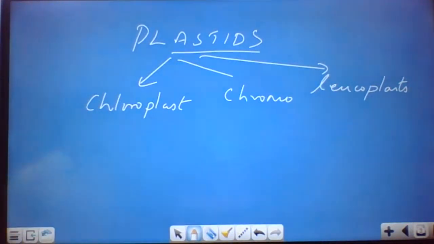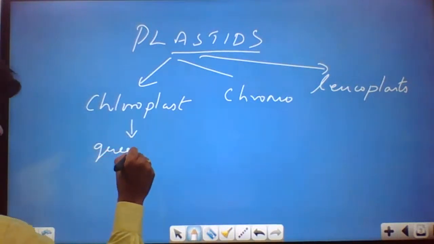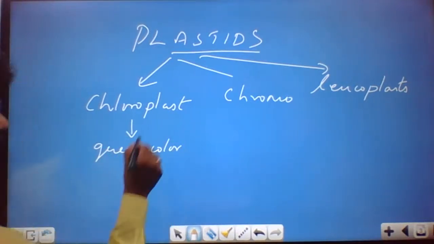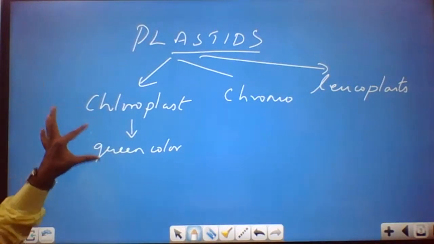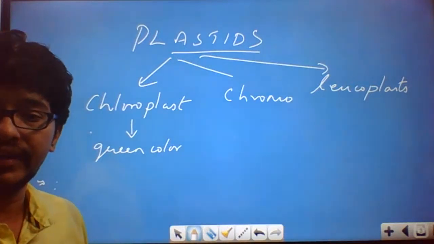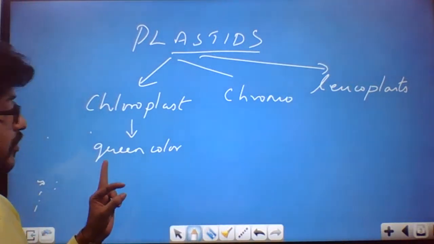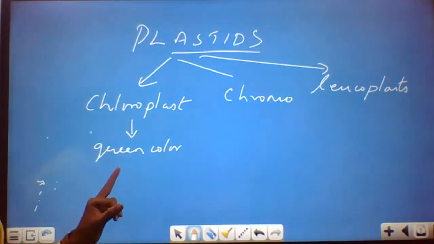So coming to the chloroplast. Chloroplast produces a pigment. What is the color of the pigment? The green color pigment. It's produced by this particular cell of the plastids that we call chloroplast, which is responsible for the green color. The plants are green because of this chloroplast, which ultimately gives green color to the plants. So chloroplast produces a green color pigment.